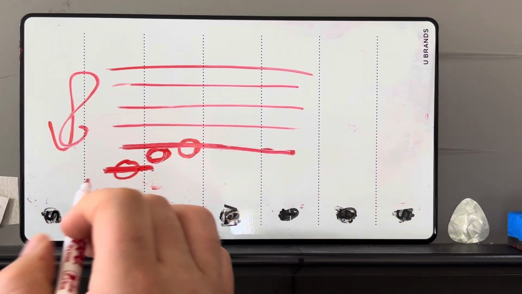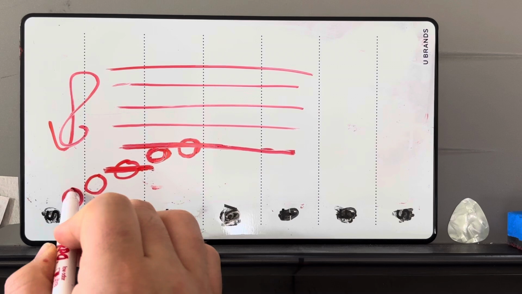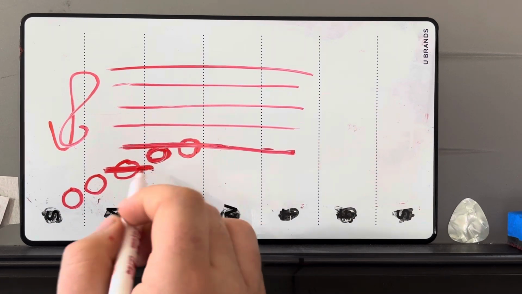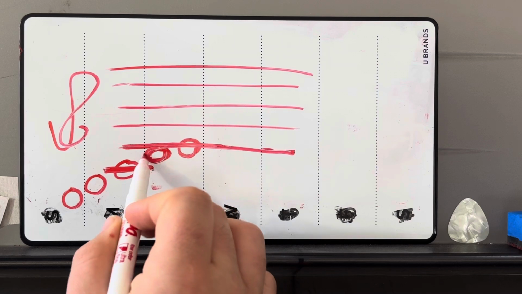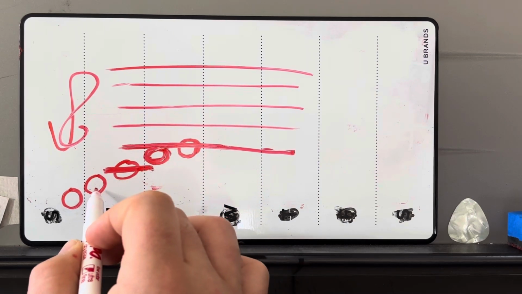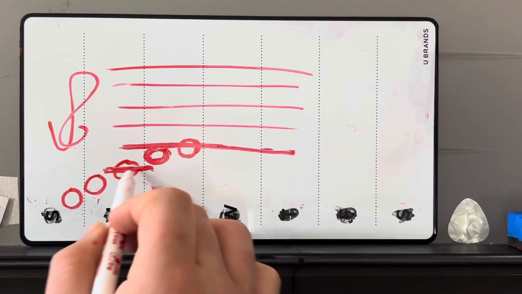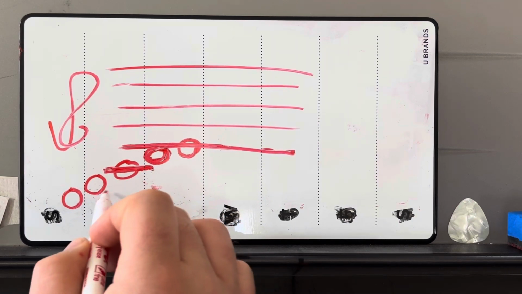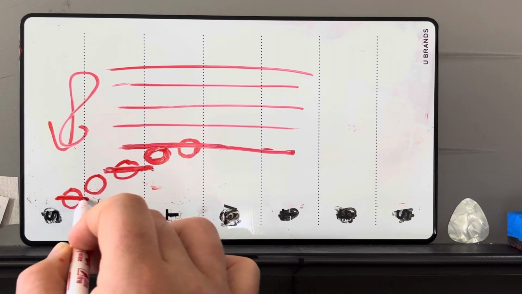Now, if I keep going, I'm just going to draw notes going down, right? So if I keep going, we use the pattern. So D had no line in the middle, C does. So the next note is not going to have a line in the middle because C does have a line in the middle. Okay, so we're basically just drawing lines.